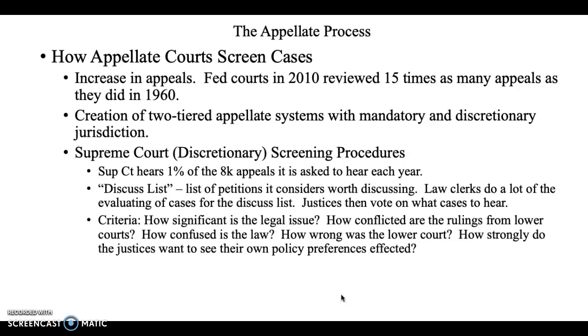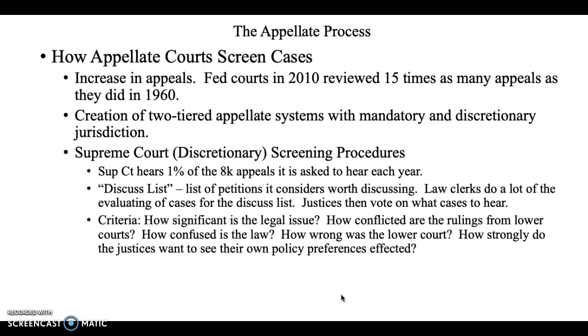There have been a lot more appeals in the last 10, 15, 20 years, 30 years, 40 years. As I said before, the Supreme Court hears 1% of the 8,000 appeals it is asked to hear each year. The Supreme Court develops what's called a discuss list, which is a list of the petitions it thinks about hearing. The law clerks evaluate those cases. Think about the power that a law clerk has to decide whether or not to put a case on the discuss list. And how do they decide what to take?